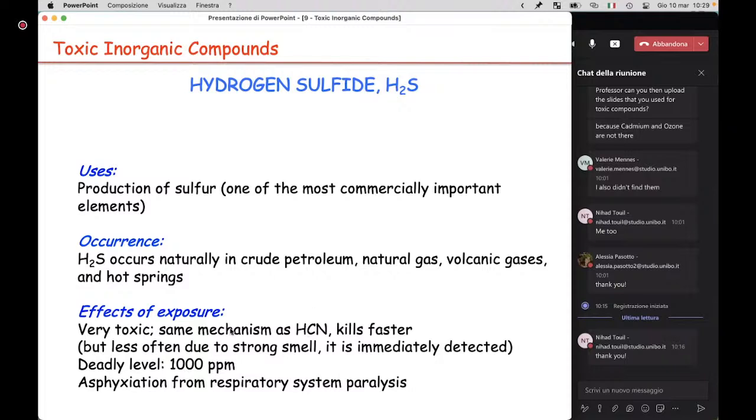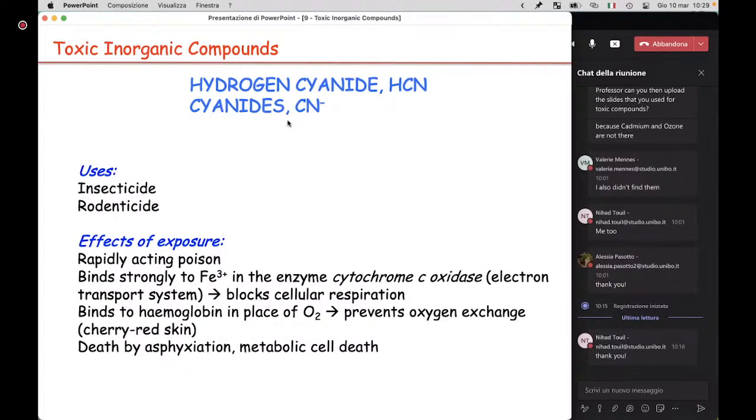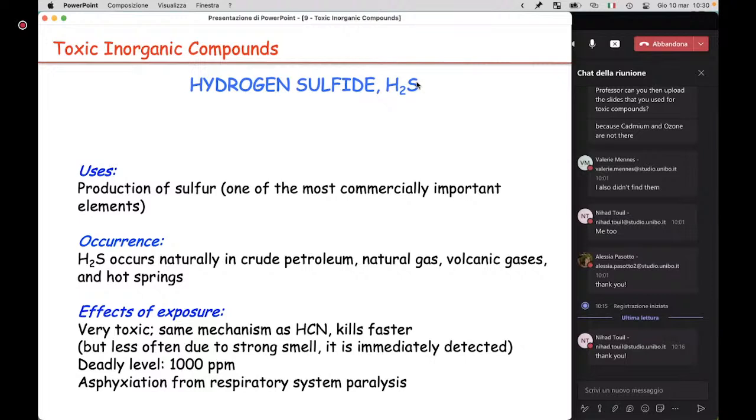It has the same mechanism, but it is more toxic than hydrogen cyanide. But the difference is that hydrogen cyanide has a strong bitter almond smell, so it can be detected relatively easily. But hydrogen sulfide has a much stronger smell of rotten eggs. So this is very perceivable, and anyone can smell it before it reaches dangerous levels. So as a consequence, poisonings from hydrogen sulfide are not so frequent because you can immediately detect it with your nose.